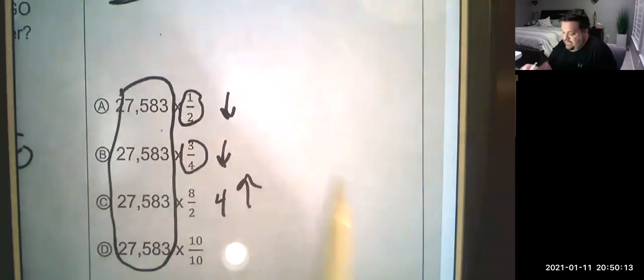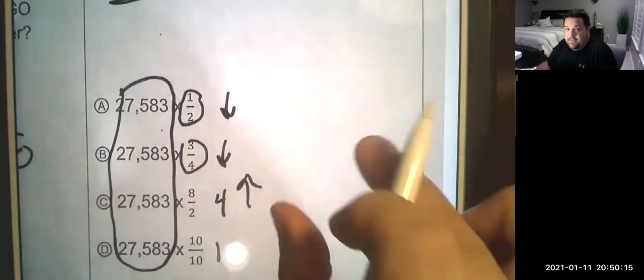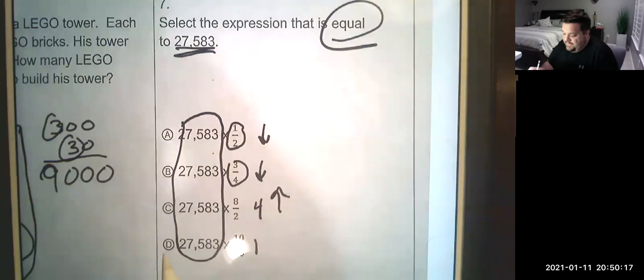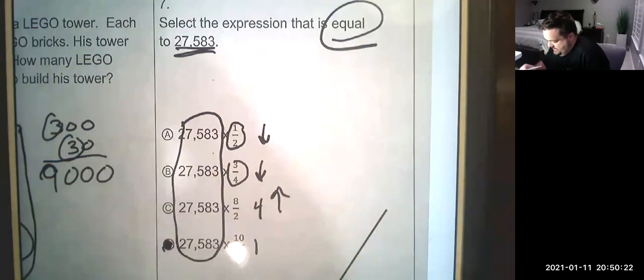Here's the trick. 10/10 equals 1. Any number multiplied by itself will equal itself. So your answer should be D. All right, let's keep it going. Let's see here.